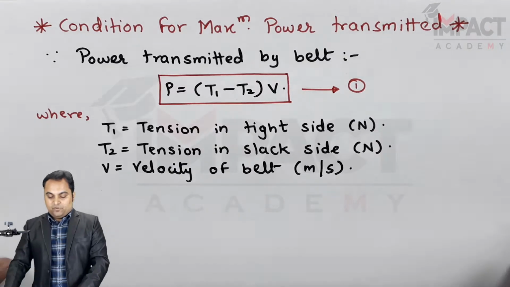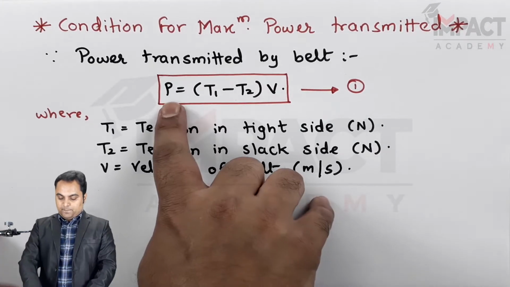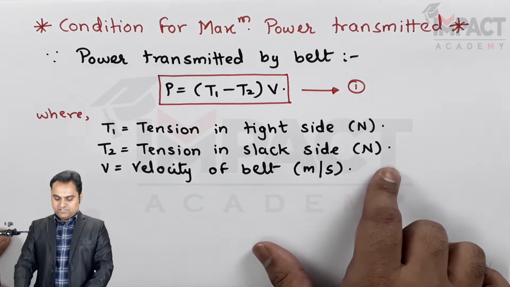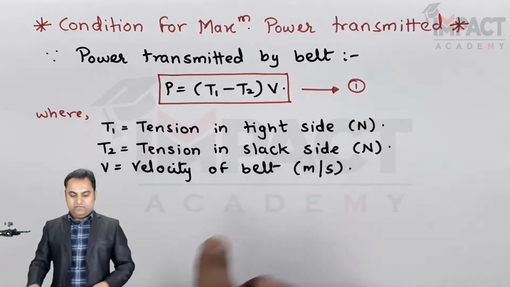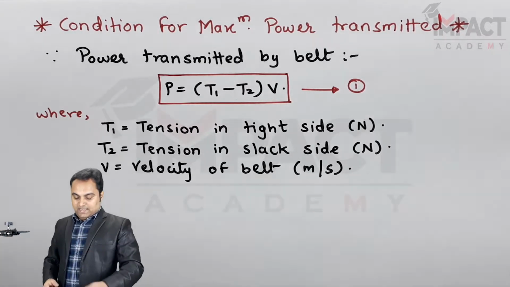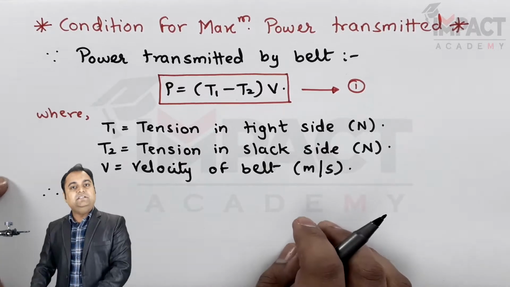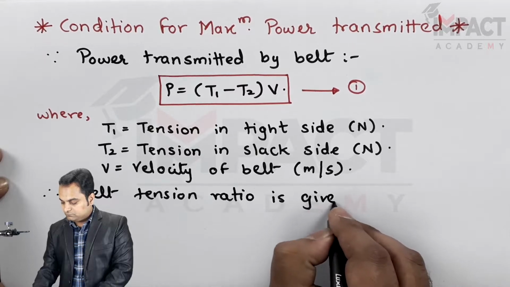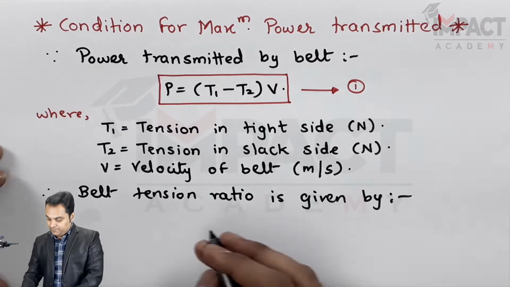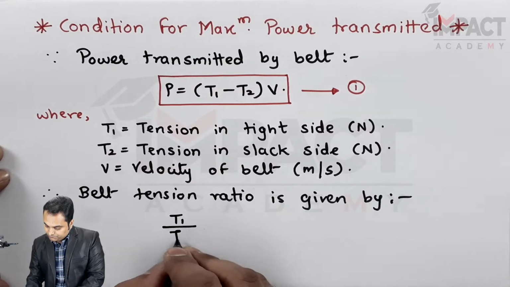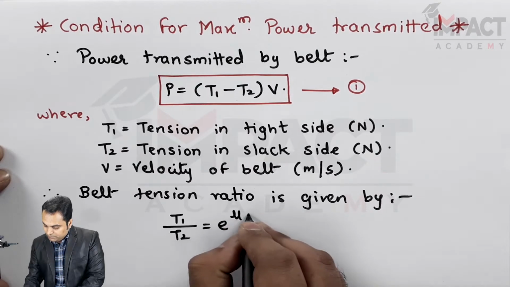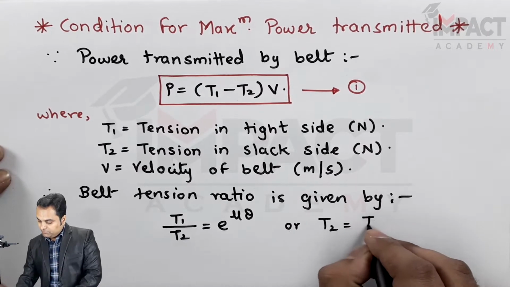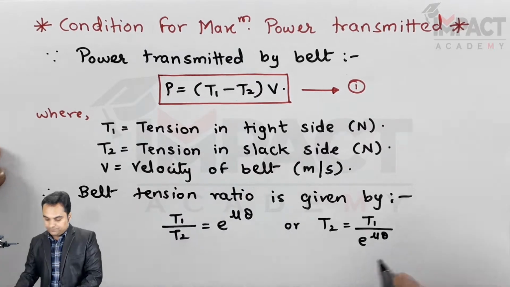Now, this is the formula for power transmitted by belt, that is P is equal to (T1 minus T2) into V, where T1 is the tension in tight side, T2 is the tension in slack side, and V is the velocity of belt. Next, I'll write down the belt tension ratio, which is given by T1 upon T2 is equal to e raised to mu theta, or I can say T2 is equal to T1 upon e raised to mu theta.